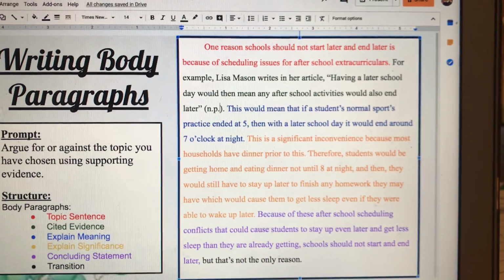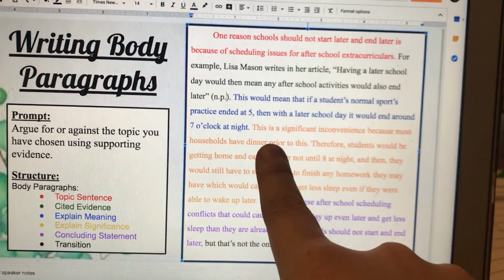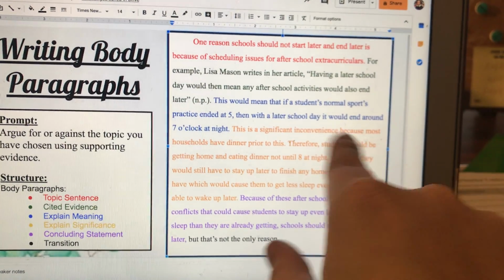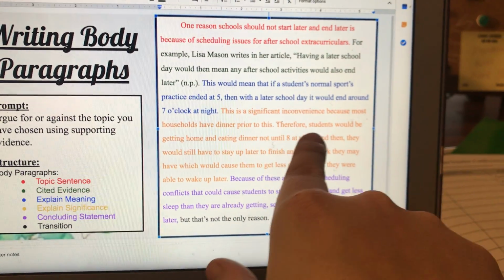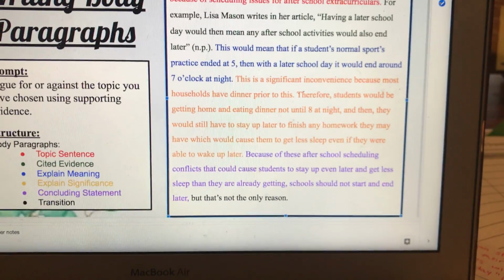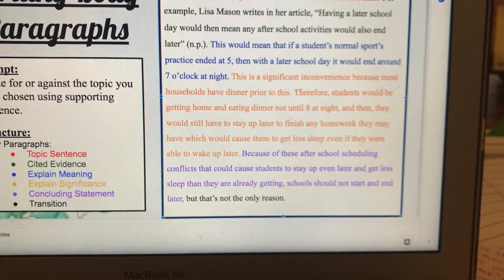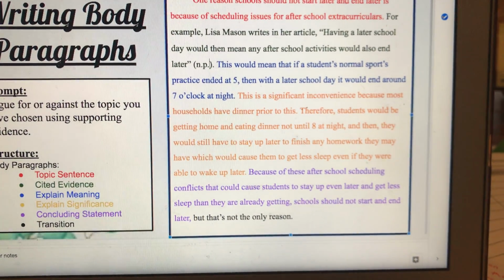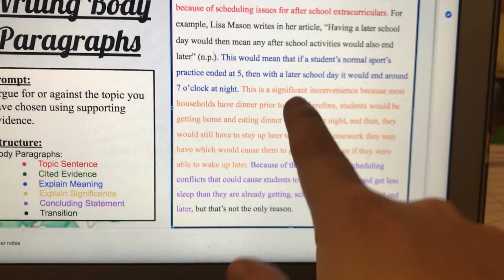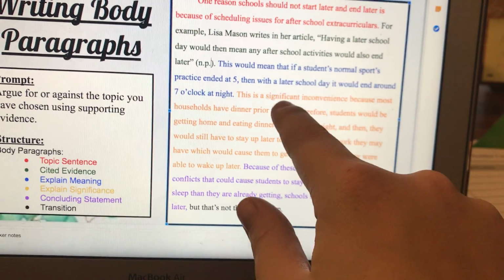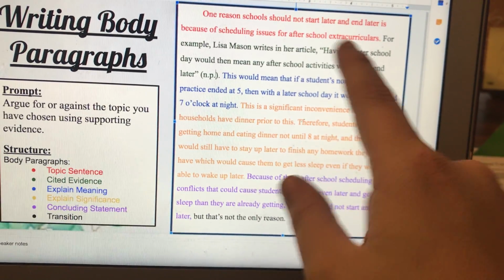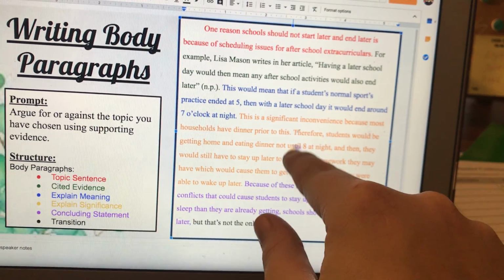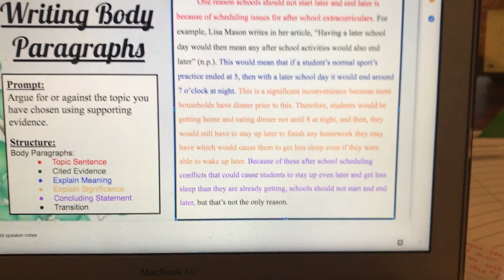After I explain what it means, I then explain the significance. So this is a significant inconvenience because most households have dinner prior to this. Therefore, students would not be getting home and eating dinner until 8 at night. And then they would still have to stay up late to finish any homework they may have, which would cause them to get even less sleep if they were able to wake up later. So I tell why this is significant, why this causes a problem. I don't just restate what it says. I say this is a problem because, and then I go on to explain how it makes things worse for students, how this would cause things to be worse.